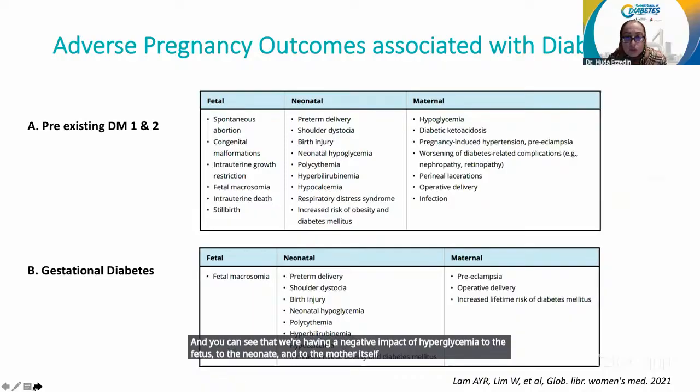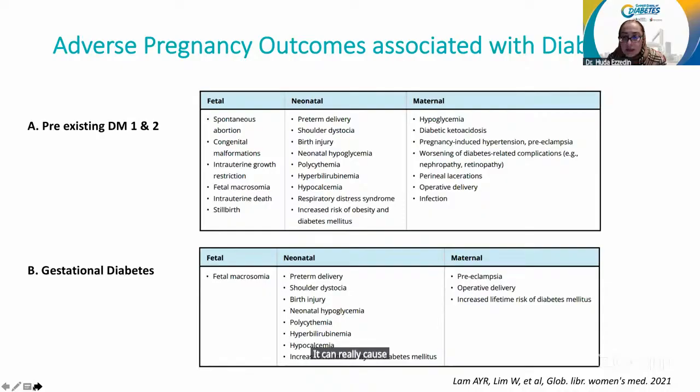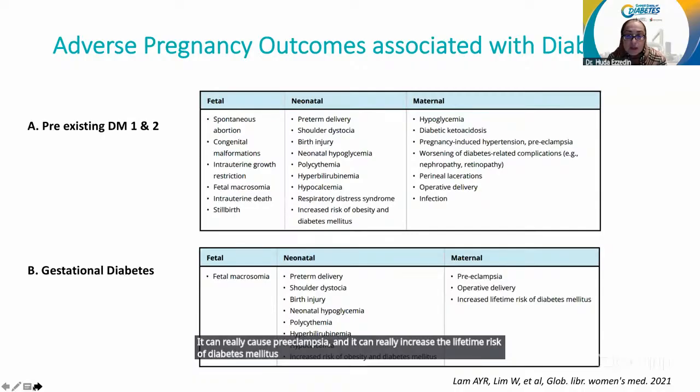I don't want to go into each one individually, but you can read through. I just have to emphasize that gestational diabetes in women is not something simple. It can really cause preeclampsia, and it can really increase the lifetime risk of diabetes mellitus in her as well as in her offspring.